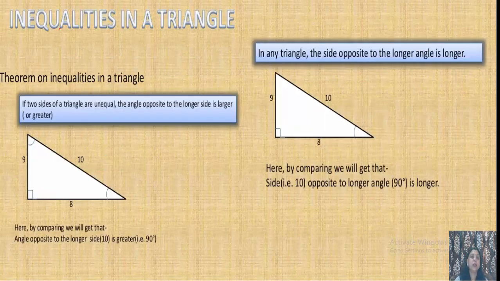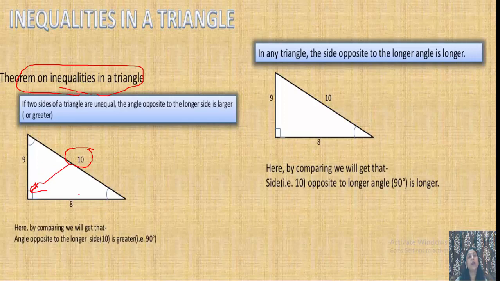Now inequalities in a triangle. Theorem on inequalities in a triangle. If two sides of a triangle are unequal, समझ रहे हैं? अगर दो sides unequal हैं, तो angle opposite to the longer side is larger or greater. तो जैसे अगर ये larger side है, longest side है इस triangle की ये, तो इसके opposite जो angle होगा, that will be the greatest of all the three angles.